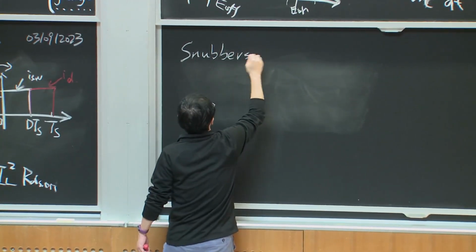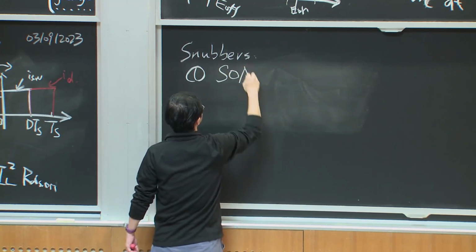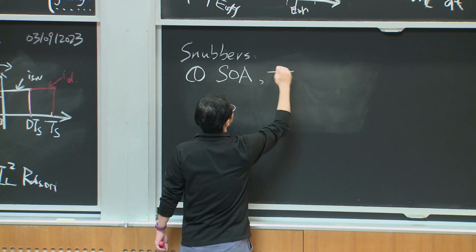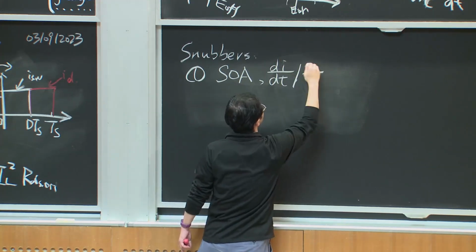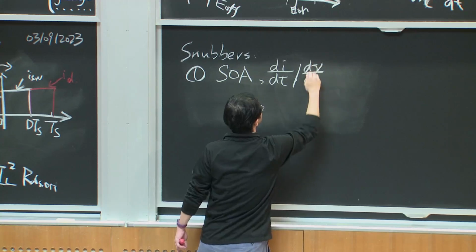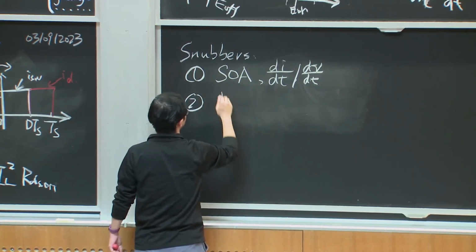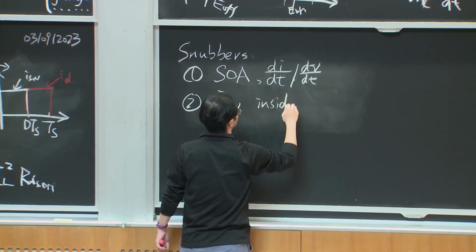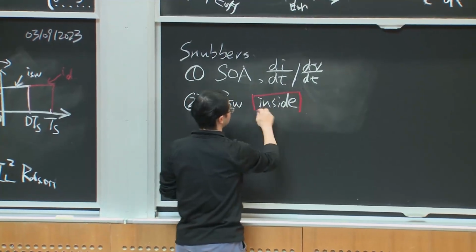So for snubbers, we have two kinds of motivation. One is that we want to maintain the instantaneous current and the voltage of the switch in the safe operating area. That is also like we want to have low di/dt or dV/dt. And the second motivation is that we want to decrease the switching loss inside of the switches. So please pay attention, what do I mean by the inside?